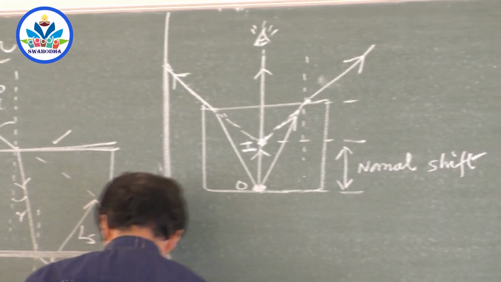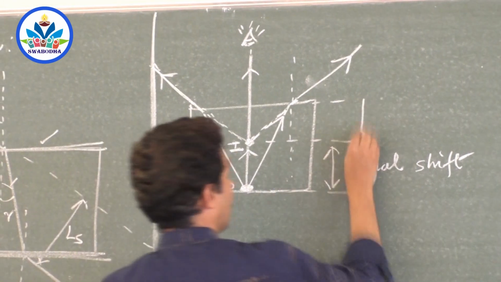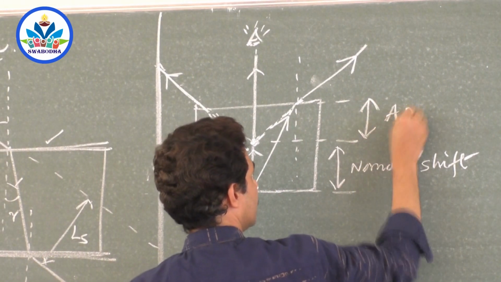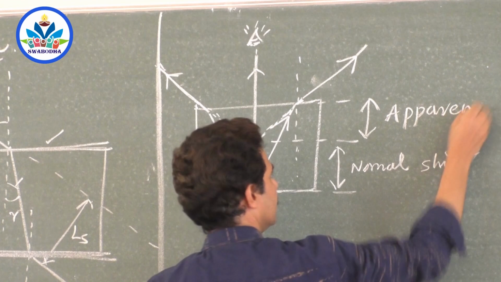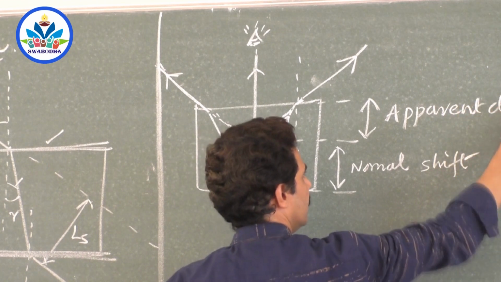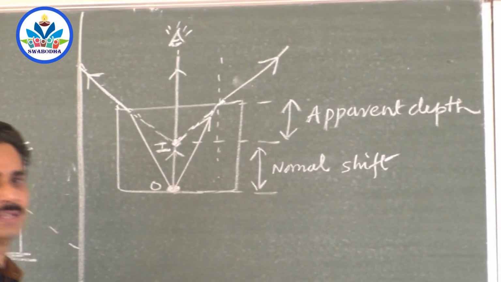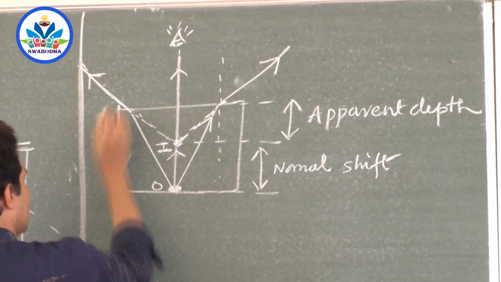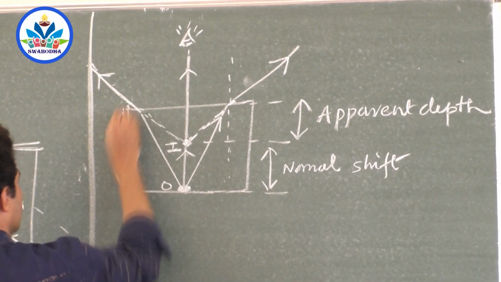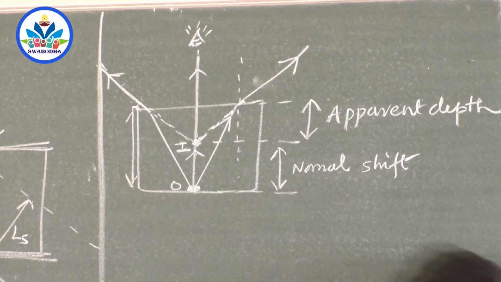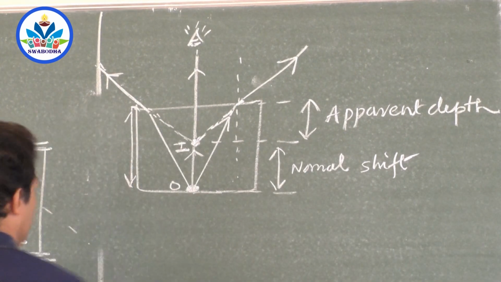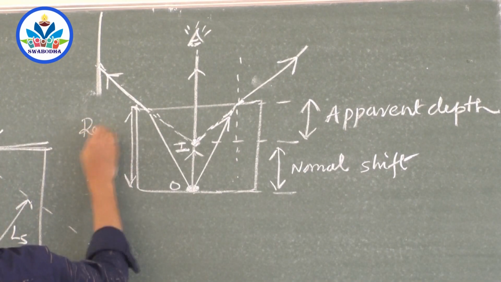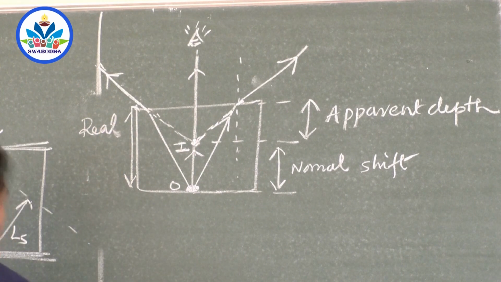And what about the other one? This is apparent depth, the depth at which the object is seen. It is not real, it is a feeling only. And this is real depth.